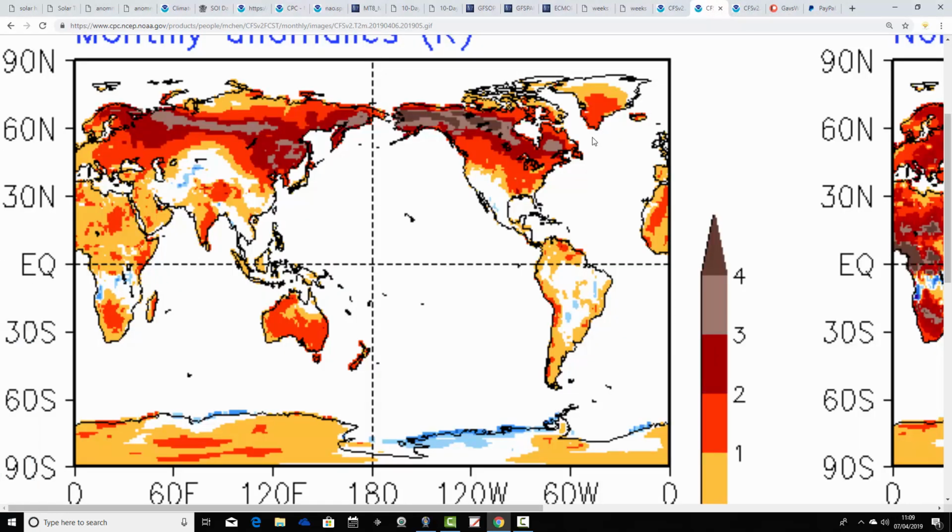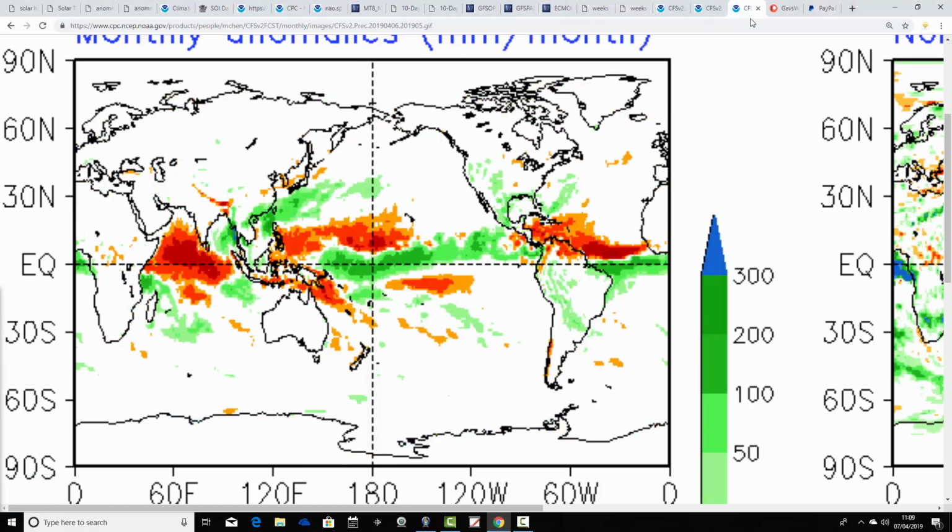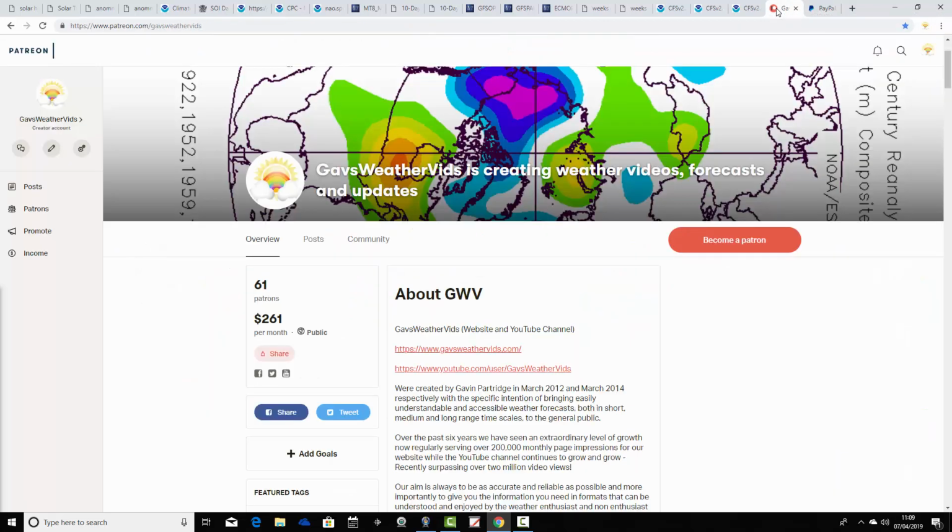Temperature anomalies look very close to average at the moment from the CFSv2 for May, and precipitation anomalies, they look close to average as well. I don't think you've got much of a signal for temperature and precipitation anomalies during May. The pattern though does look like one of the mid-Atlantic ridge, possibly extending up to the south of Greenland. If that did happen, then you would expect quite a coolish sort of May. We shall see about that. We'll keep an eye on it over the next few days and weeks.